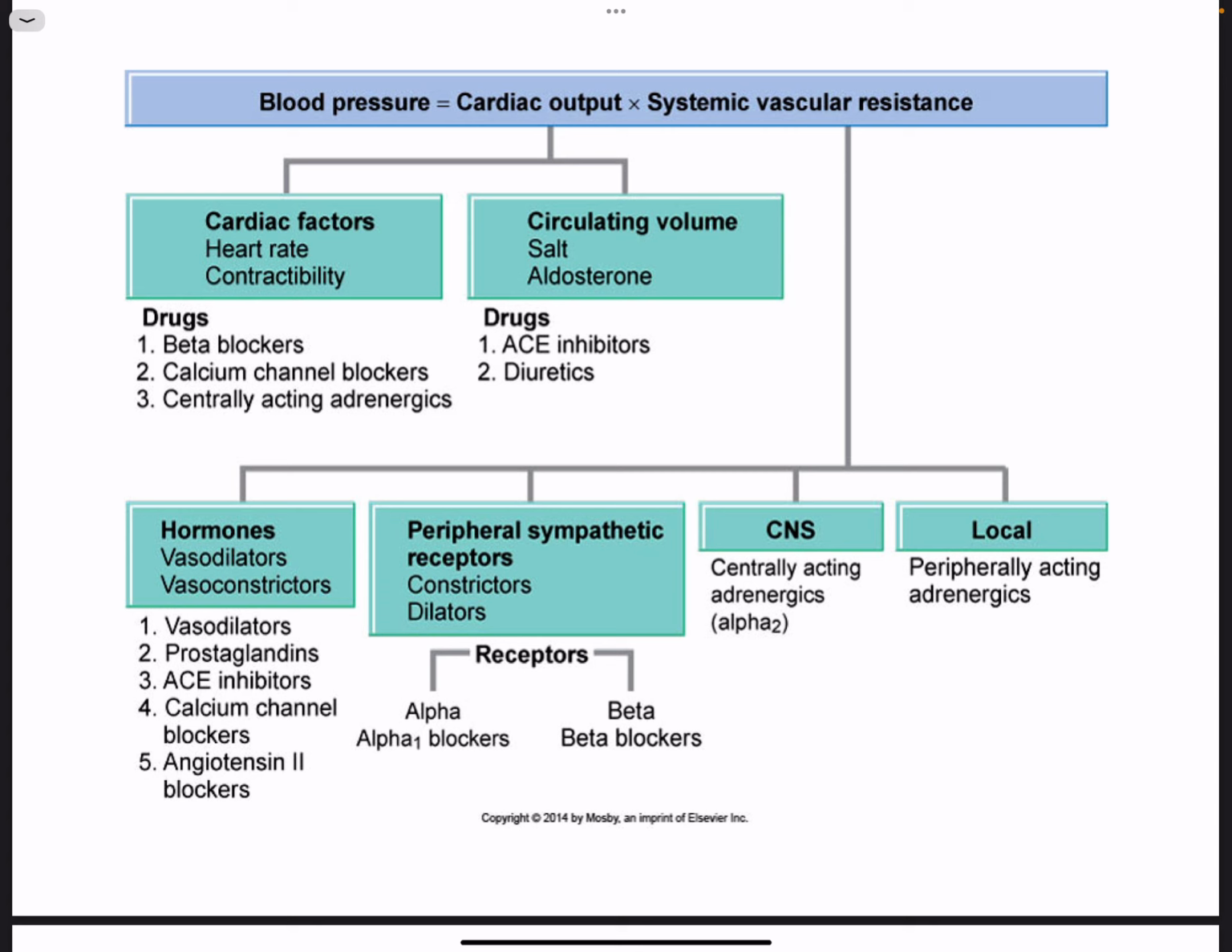So what do we block? Catecholamines, or adrenaline and noradrenaline, even dopamine. We block them from attaching to their receptors. Why? Because stimulation of beta 1 receptors means increase in heart rate. Blockade of the beta receptor means decrease in heart rate.